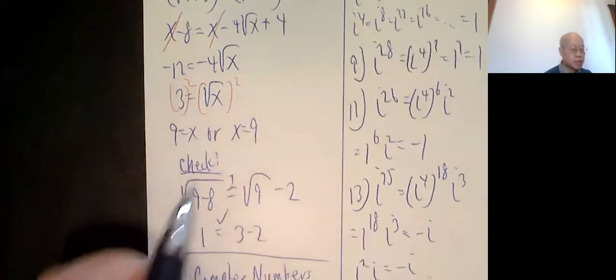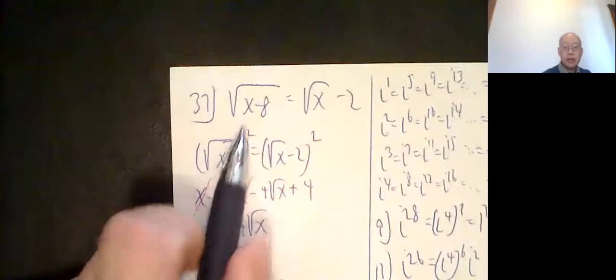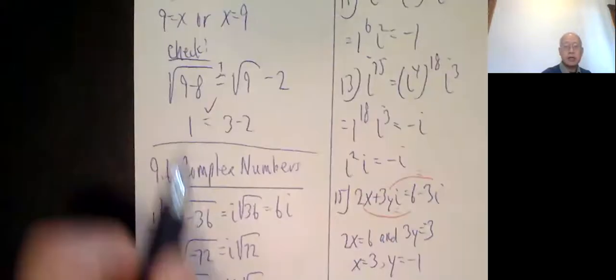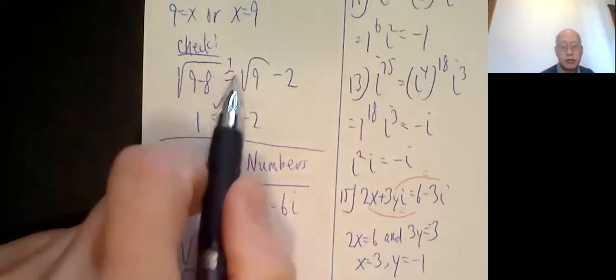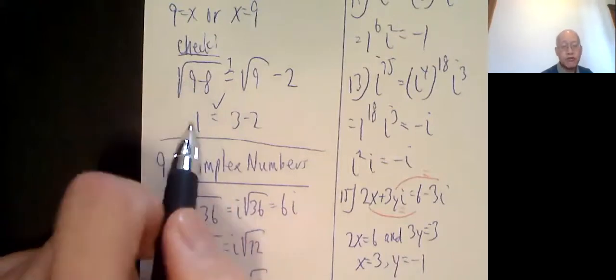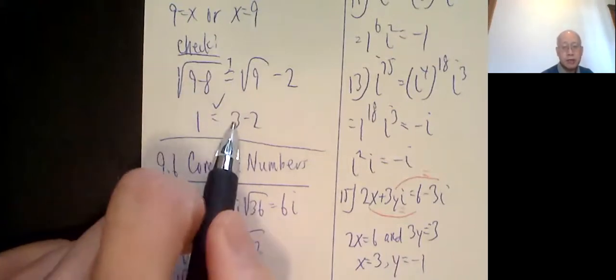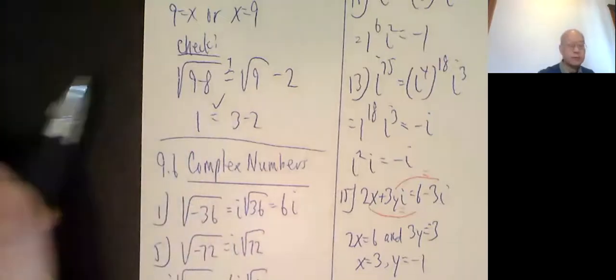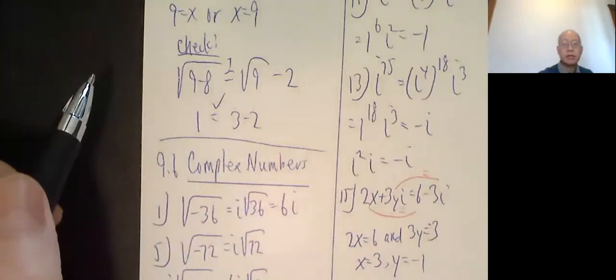9 equals x, or x equals 9. Okay. Check, plug back into the original. Plug in 9 right here, 9 right here. Square root of 9 minus 8, is that equal to the square root of 9 minus 2? 9 minus 8 is 1, square root of 1 is 1. And this comes out to be 3 minus 2, so it does indeed check. Right, so these are notes for section 9.5.